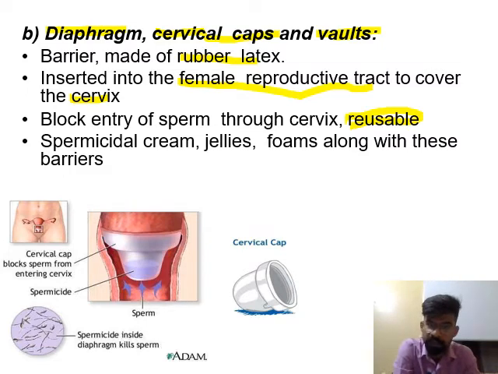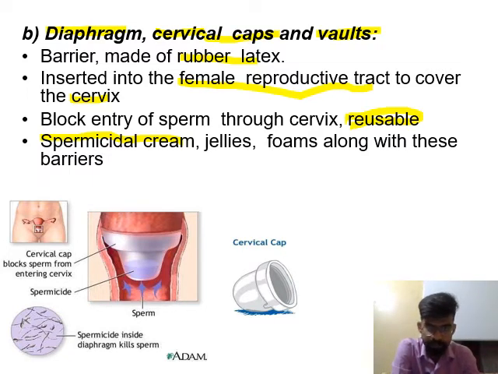Next, various spermicidal creams are also available. Jellies are also available. Spermicidal means it kills the sperm. So spermicidal creams, jellies, or some types of foams are also available along with these barriers. They are applied inside the reproductive tract area, so that if sperm enter, the sperm will be killed.